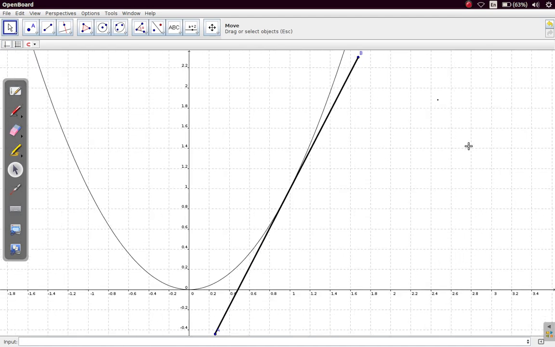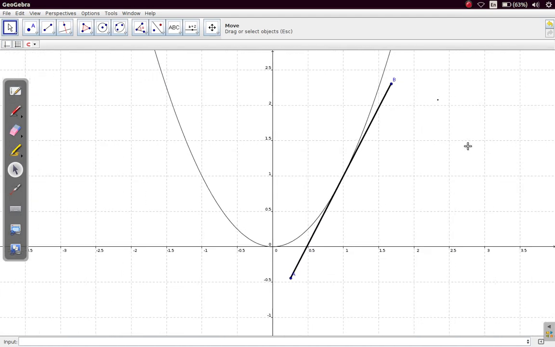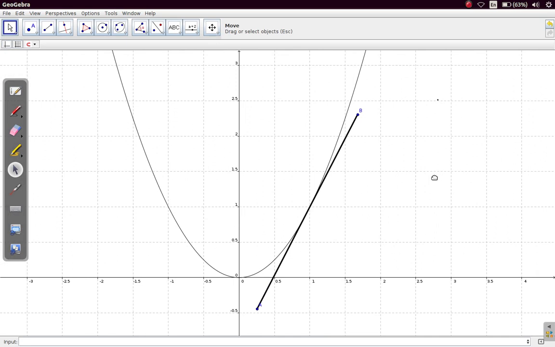Let me zoom out a bit. Yeah, we're just estimating the gradient. Could extend the line a bit too. This is just an estimate of the gradient. The question is now, how do we find the exact gradient of the tangent, which is the exact gradient of the curve at x equal 1?